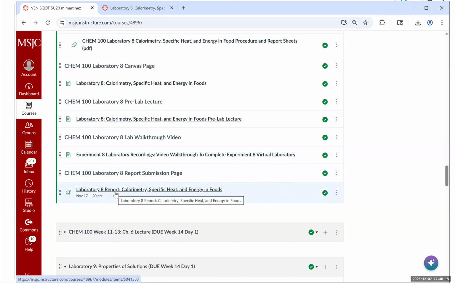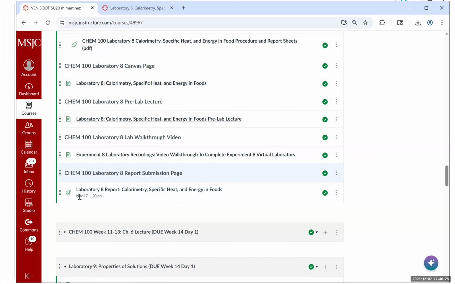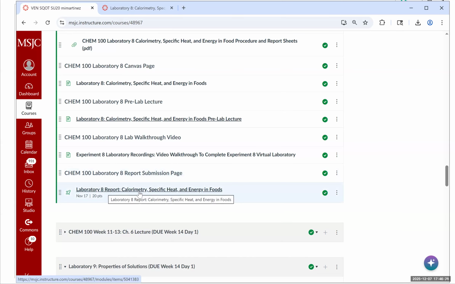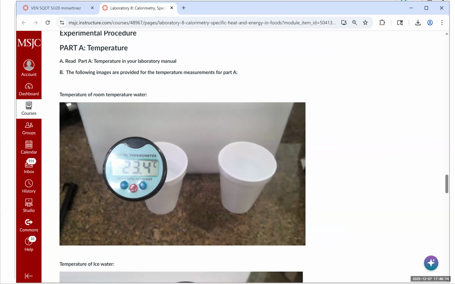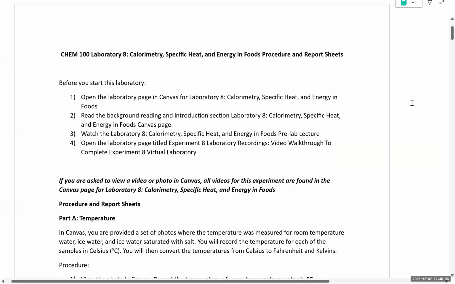Finally, when we've completely filled out our report sheets and finished our report, you'll be submitting it to the Laboratory 8 report submission page titled Laboratory 8 Report, Calorimetry, Specific Heat, and Energy in Foods. With that introduction established, let's talk a little bit about the lab.